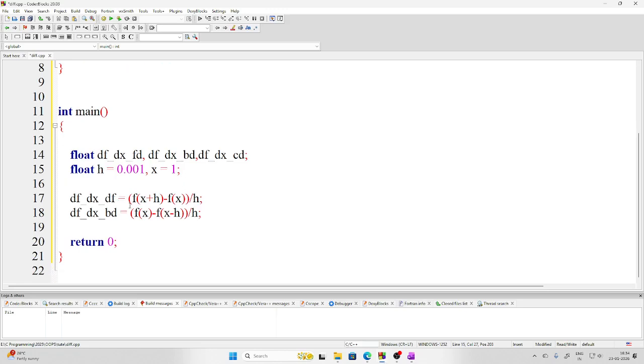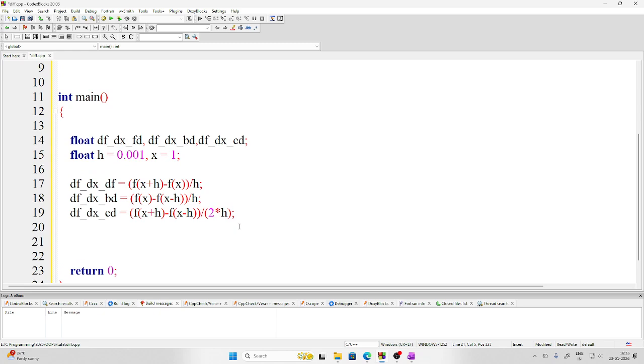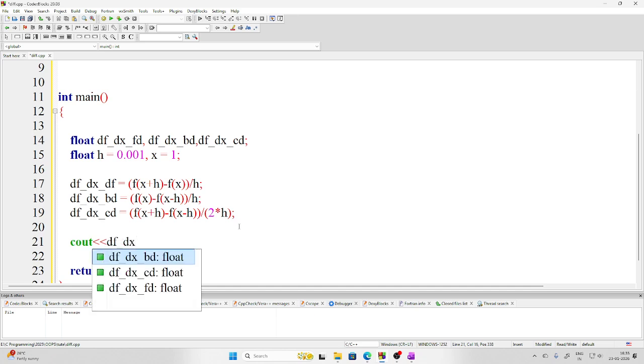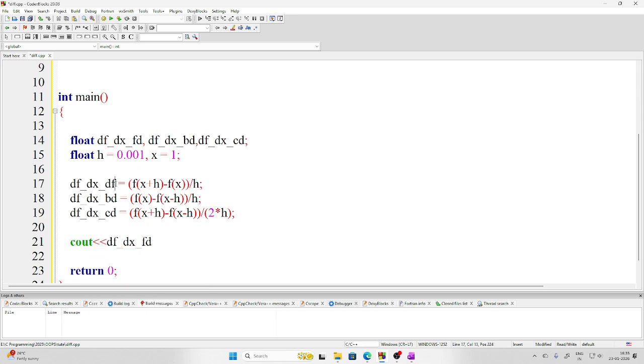So here this is our forward and backward. Now let us also write the central difference. So this is the central difference. This is f of x plus h minus f of x minus h, and then divided by 2h. Once this has been done, you can print it. So cout, dfdx and then the forward difference. This is the forward difference I have written.